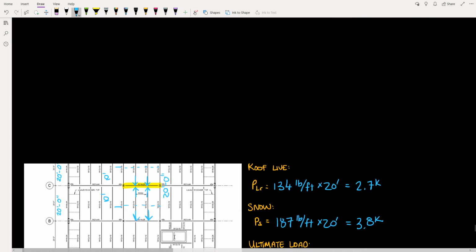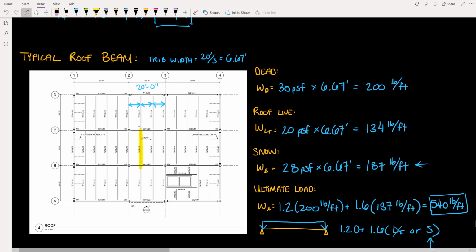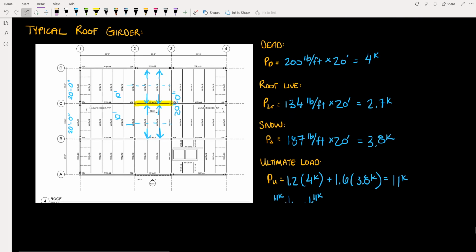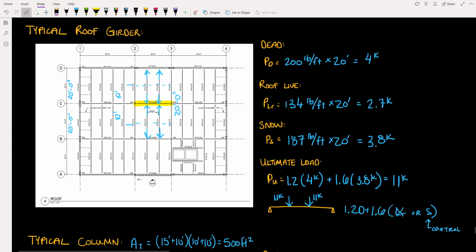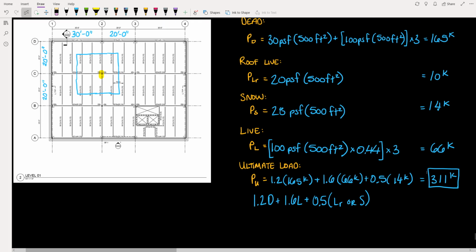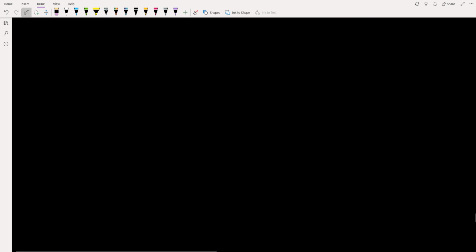So to summarize, for our typical roof beam between lines 2 and 3, we had 540 pounds per linear foot of ultimate load. For our typical roof girder between lines 2 and 3, we had ultimate loads, 2-point loads, of 11 kips. And for our typical column at the foundation level, we have a load of 311 kips. And that is how we trace loads through a building.